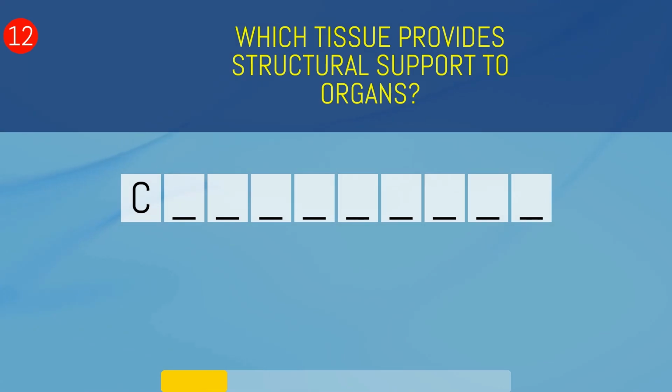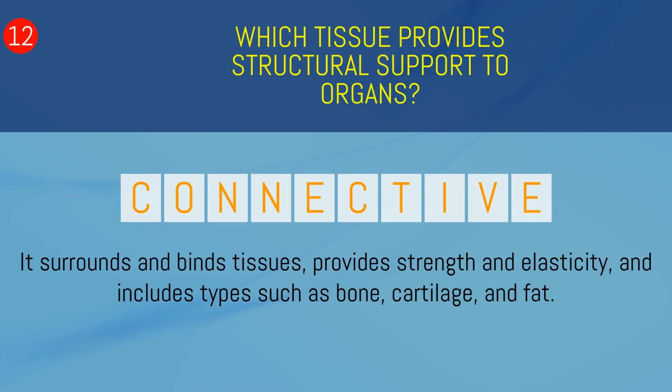Which tissue provides structural support to organs? Connective. It surrounds and binds tissues, provides strength and elasticity, and includes types such as bone, cartilage, and fat.